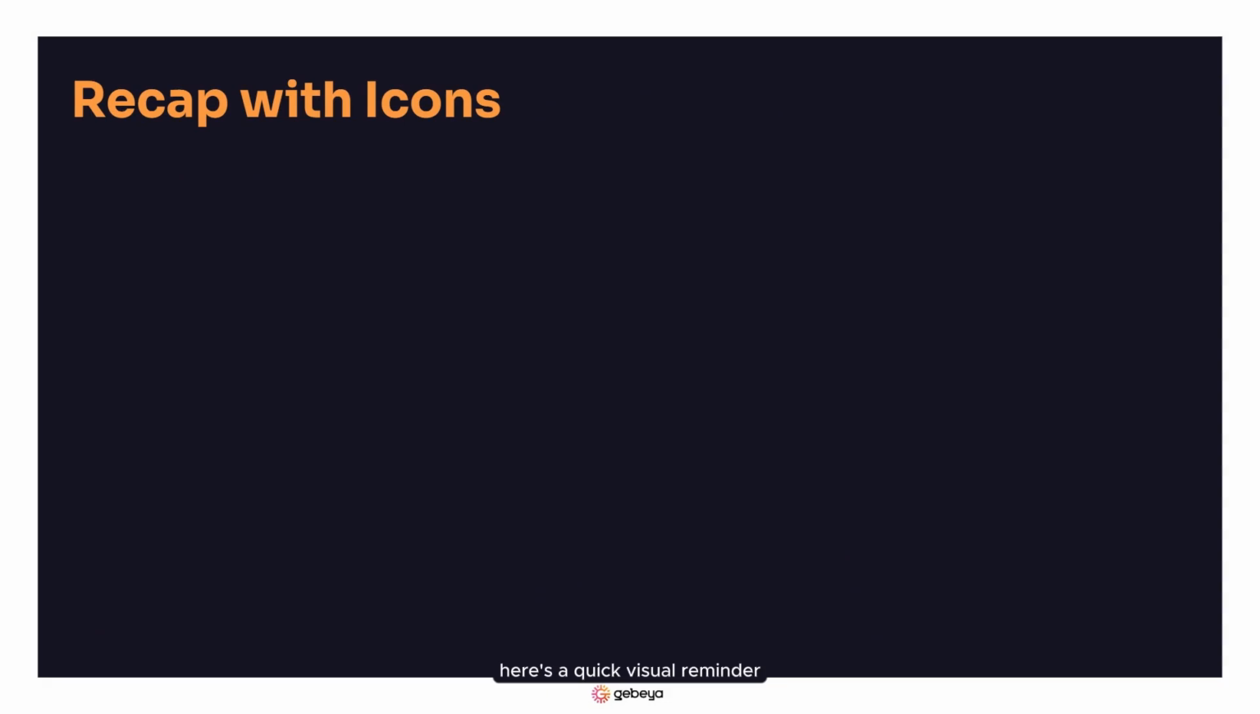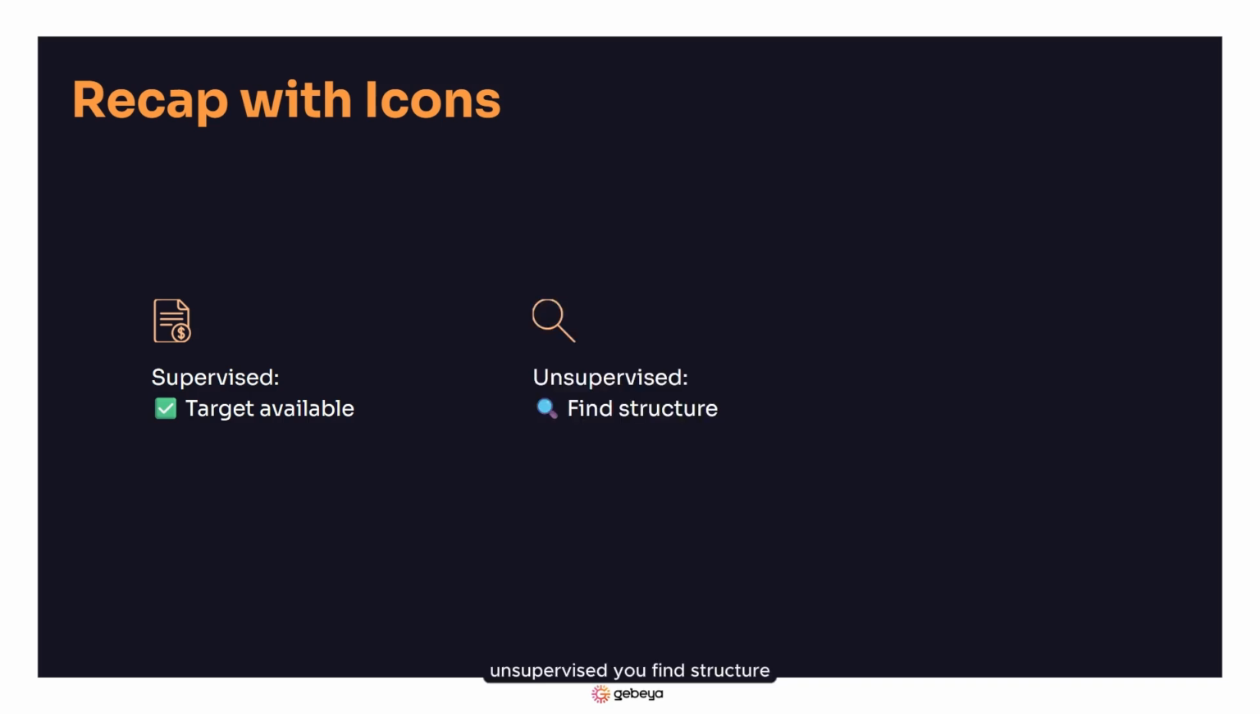Here's a quick visual reminder. Supervised is target available. Unsupervised, you find structure. Reinforcement is learn by doing.